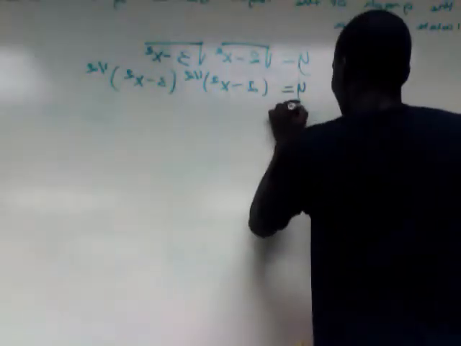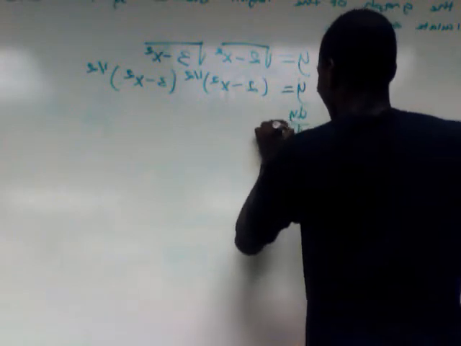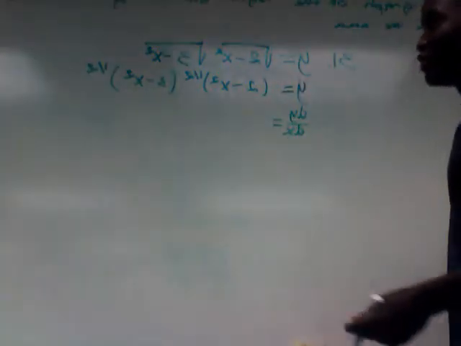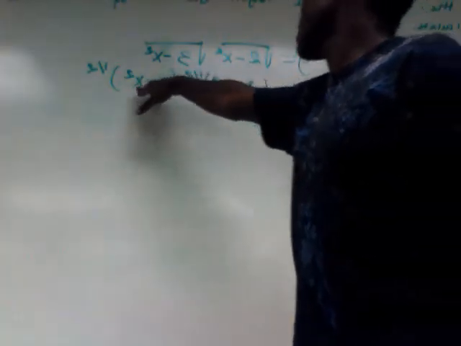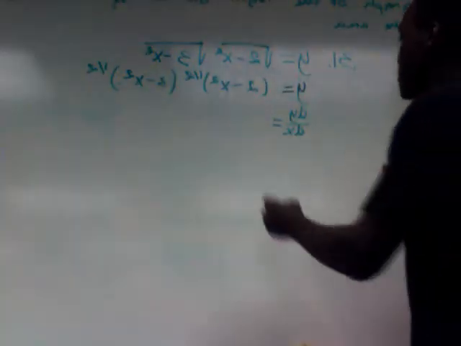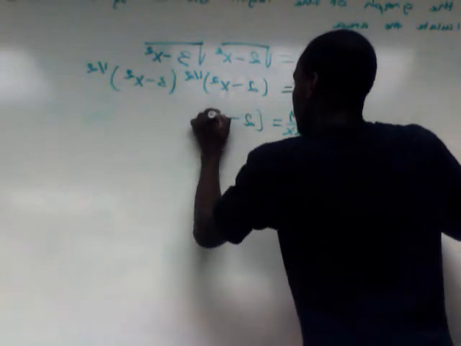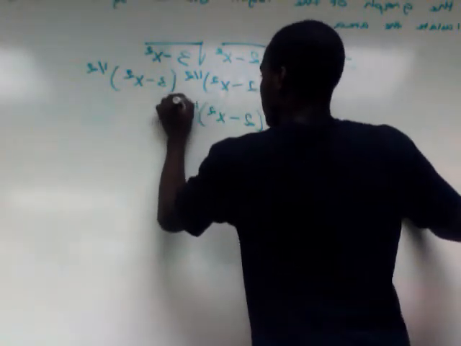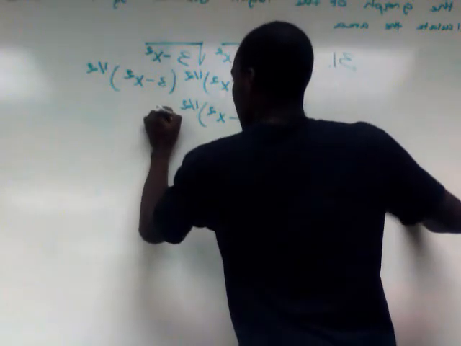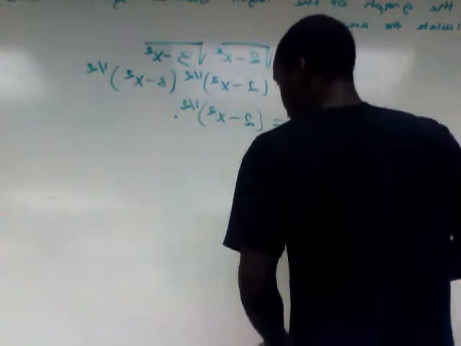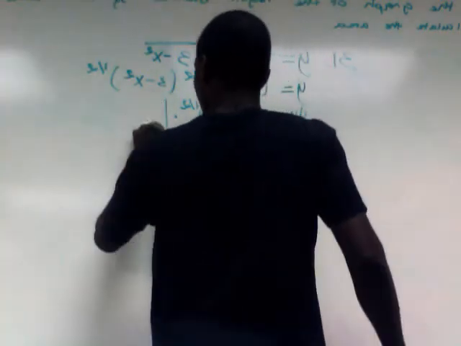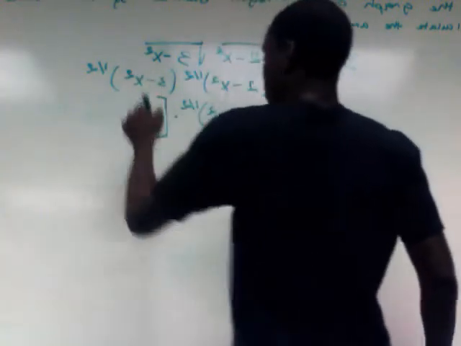So dy dx is going to be equal to the first function times the derivative of the second function plus the second function times the derivative of the first function. You have 2 minus x squared raised to the 1/2 times the derivative of 3 minus x squared raised to the 1/2. We could use the chain rule to find the derivative of that.